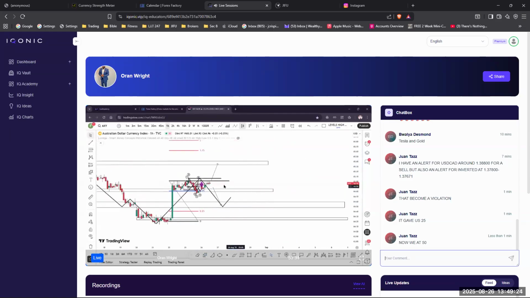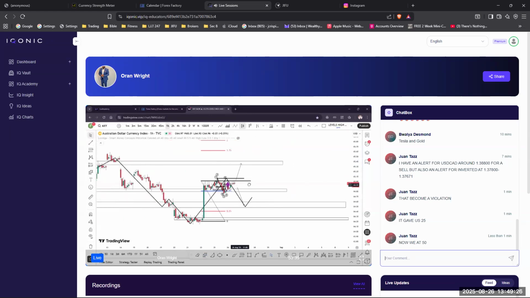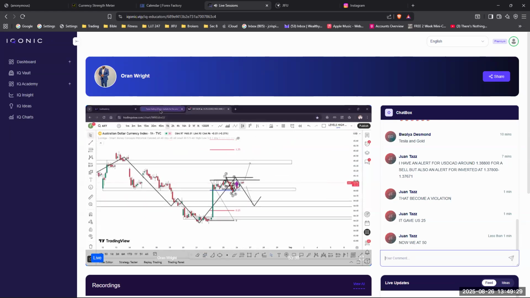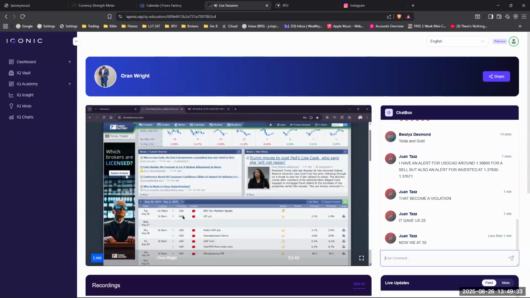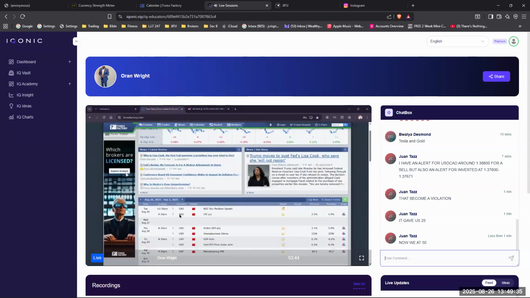Okay, we're on the Australian dollar. I'm not going to touch them now because I have no idea what's happening right now, as they don't have anything going on right now.